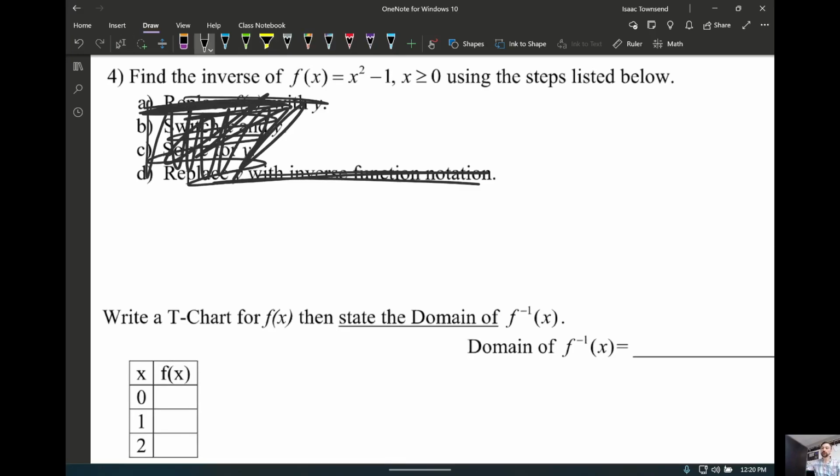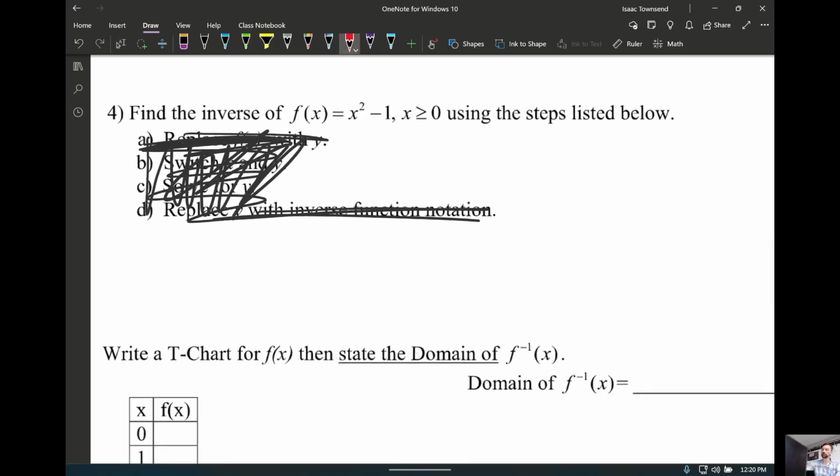So this one says find the inverse of this. So just like question 1, you just swap x and y. Same thing with this. Swap x and y. And then you just need to finish solving this for the new y. So undo the -1 with the +1, and undo the square with the square root.